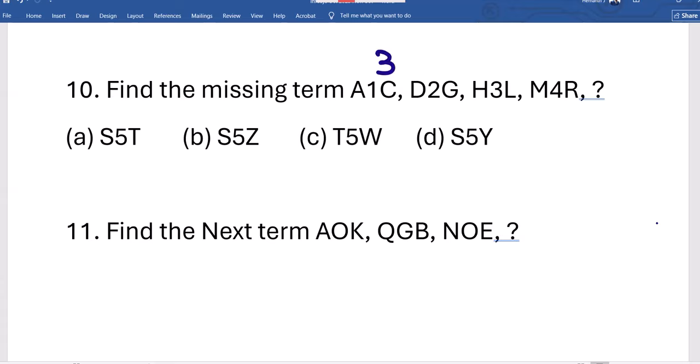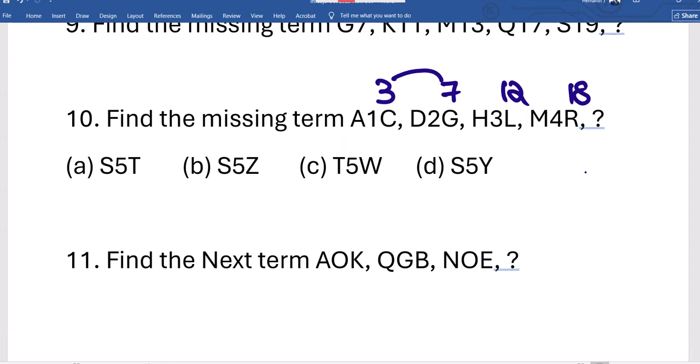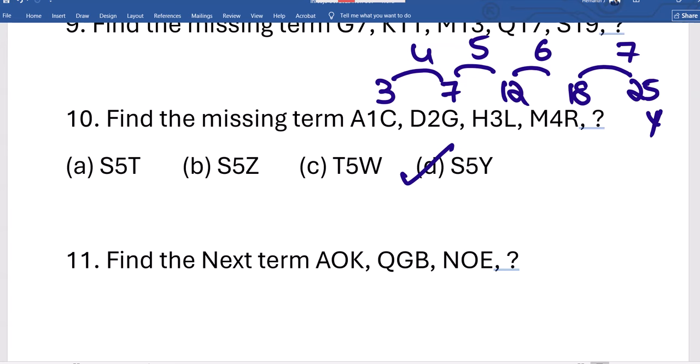C is 3, G is 7, 12, 18. 3 gap, 4 gap, 5 gap, 6. Then it should be 7, meaning 25. 25 means the letter Y is required. Y is there only in option D.